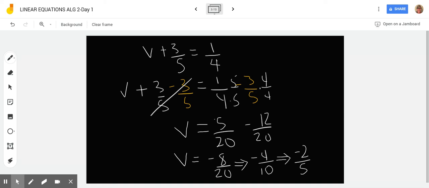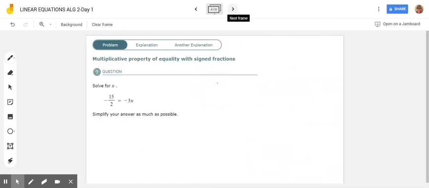All right, let's take a look at the next one. Okay, this is the next one, and it is -15/2 is equal to -3u. This one I really want to show you something.